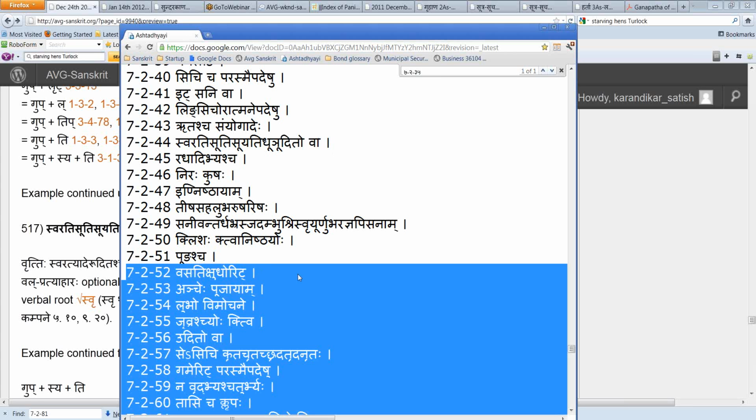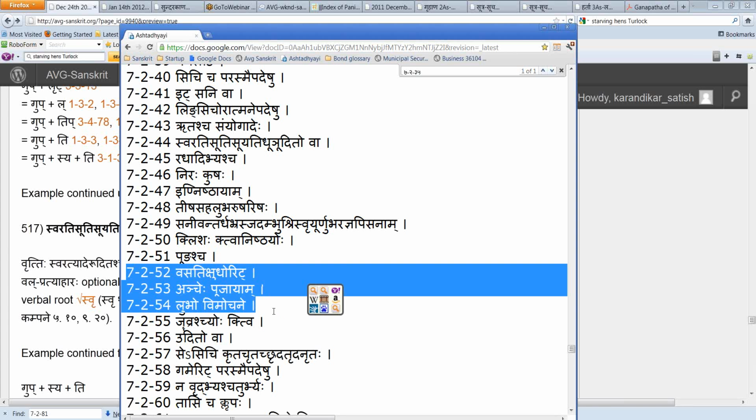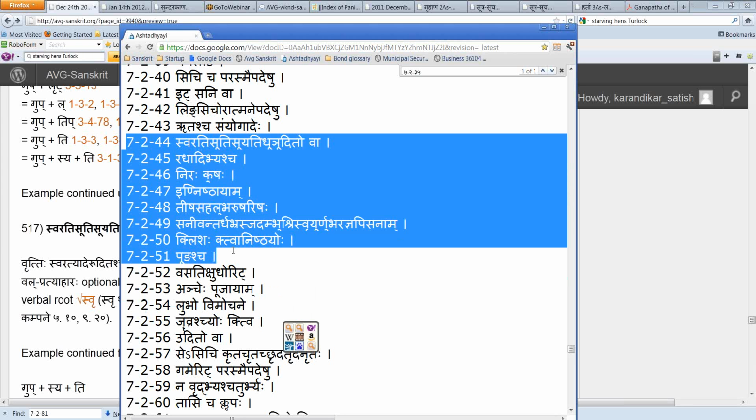Vasati kshudhorit. So that's how you know that this is again nitya vidhanam. So 7.2.52 is nityam again, starting from here. So the section, we have these eight rules from 7.2.44 to 7.2.51. In fact, you can remember, there are eight rules for vet. Eight rules for vet, and they go from 7.2.44 to 7.2.51.